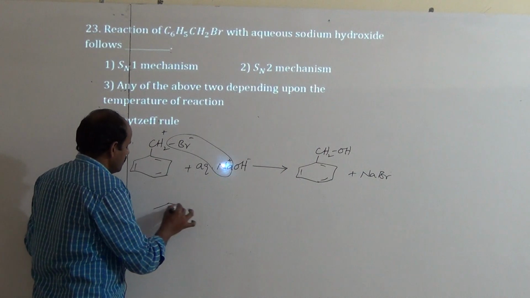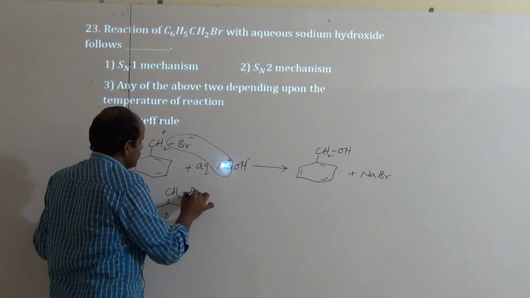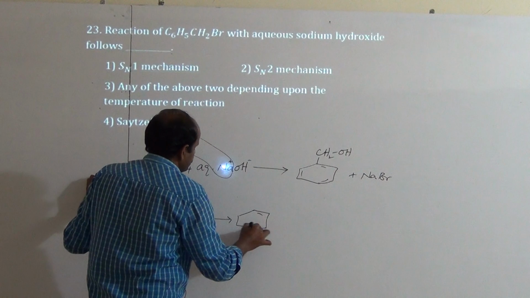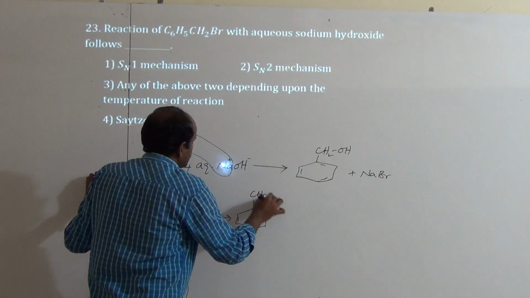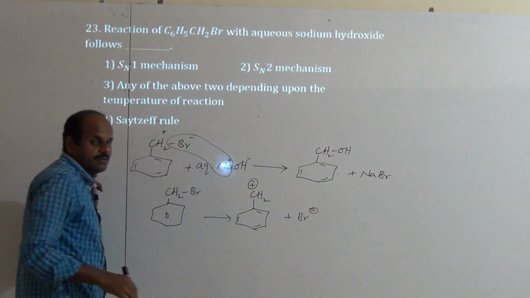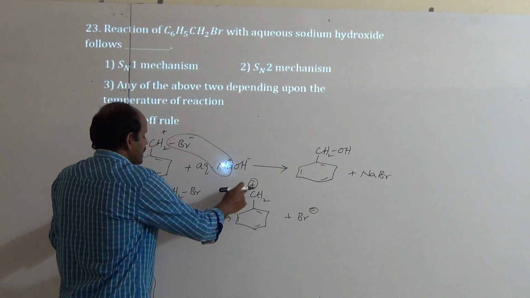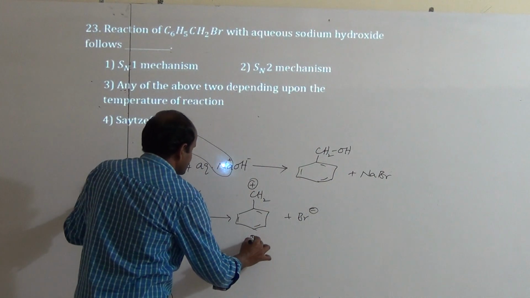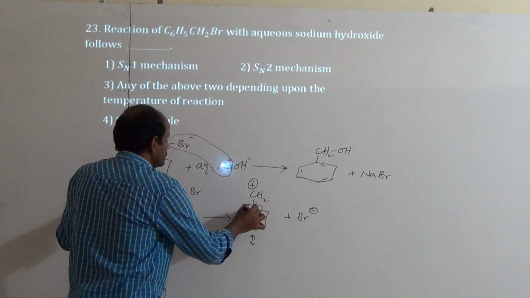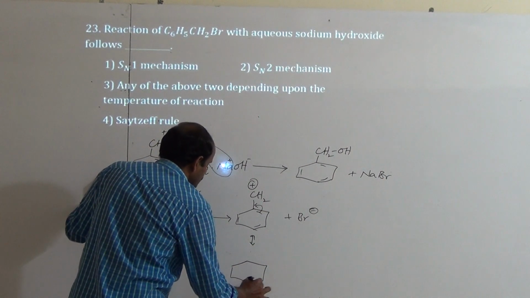First one, this benzyl bromide is dissociated as benzyl carbocation and bromine Br minus. Okay, then when it forms a carbocation, it forms resonance structures. It's stabilized by resonance structures. Immediately these pi electrons are shifted between this carbon and this carbon. Then we get a resonance structure.